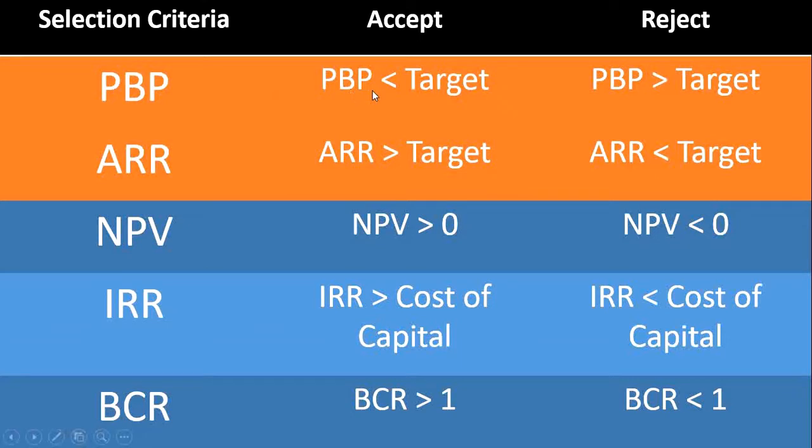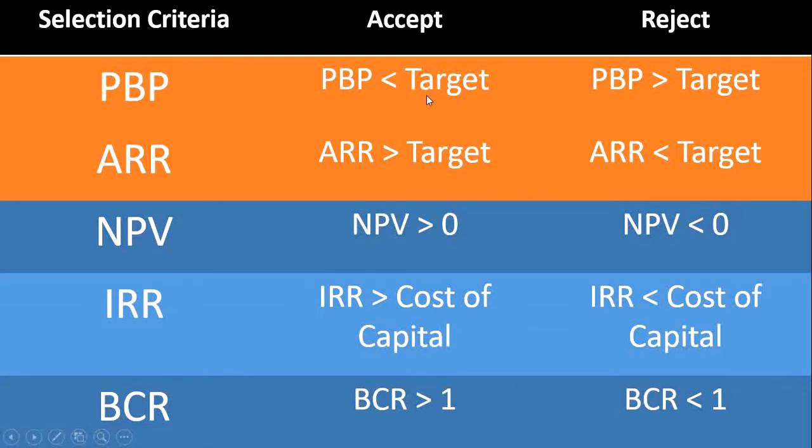You should accept the project when PBP is less than the target period. That means if your target period is 10 years and your PBP after calculation is 8 or 9 years, you should definitely accept the project. Now obviously there is a calculation process for each of the selection criteria, and later on I'll give videos on how to calculate each of them. So let's first understand when you should accept and reject, then we'll see the calculations and the formulas.